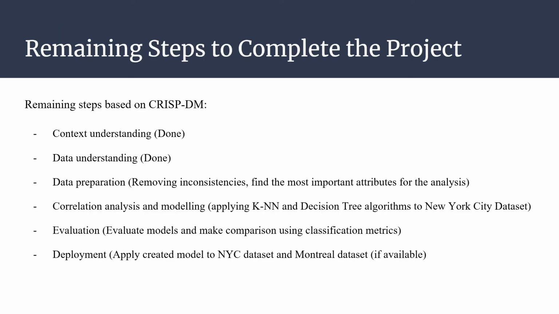So for our remaining steps, following the CRISP-DM methodology, we have an understanding of the context, we understand the data, and now we're in the midst of preparing the data. So this means removing the inconsistencies and finding the most important attributes for the analysis. We will then move on to a correlation analysis and modeling. So we will apply KNN and a decision tree to our data set. Then we will evaluate the models and make comparisons using classification metrics.